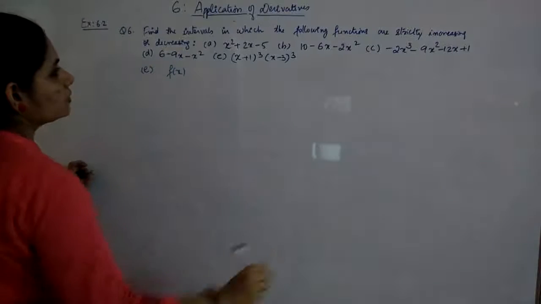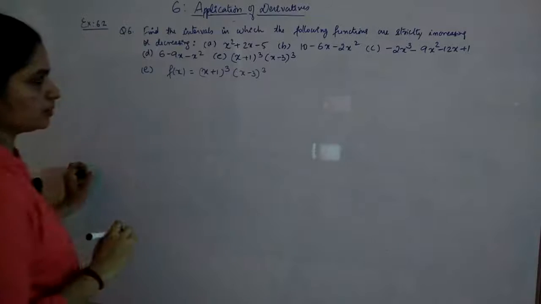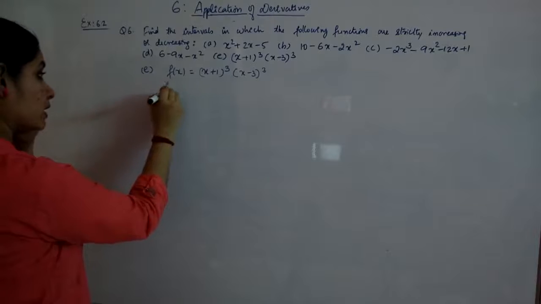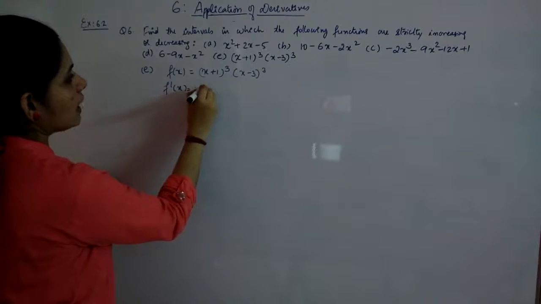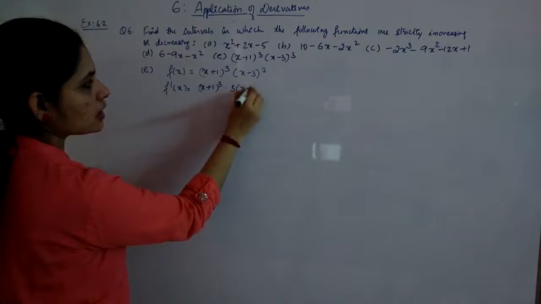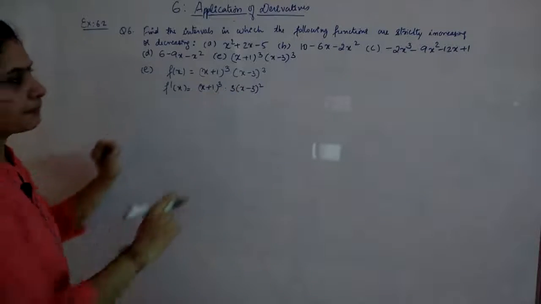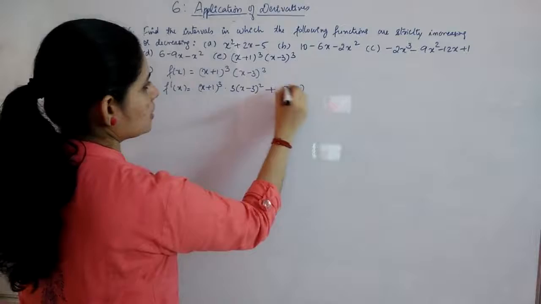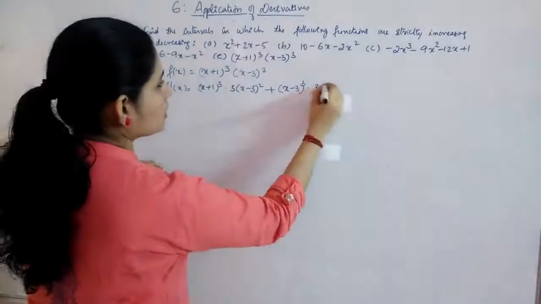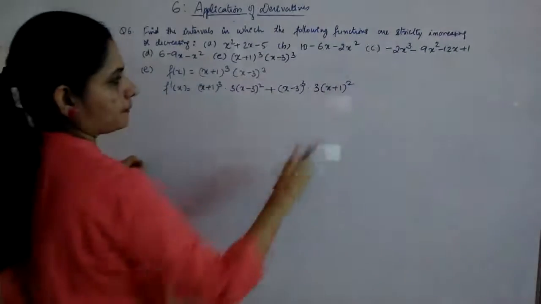f(x) = (x+1)^3 (x-3)^3. Here, in order to find the derivative, you have to use the product rule. f'(x) is equal to (x+1)^3 into the derivative of (x-3)^3, which will give you 3(x-3)^2 into the derivative of (x-3), which is 1, plus (x-3)^3 into the derivative of (x+1)^3, which will give you 3(x+1)^2 into the derivative of (x+1), which is again 1.